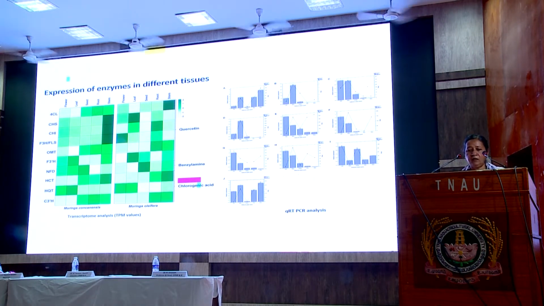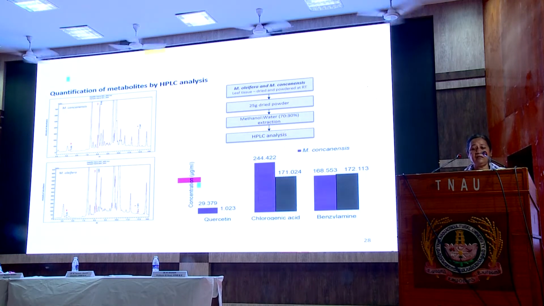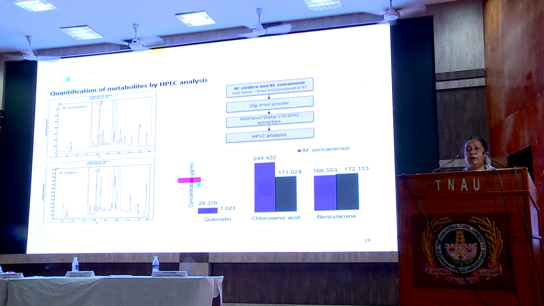Okay, I think I will just conclude the story by telling you that we have indeed carried out not only the quantification of the metabolites, and you can see what is shown in dark purple color is the wild Moringa. You can see that for chlorogenic acid, for instance, the amount is as much as 244 in the wild Moringa, and it's much less in the Moringa oleifera, where you see only 171. Shafi has also carried out in vitro assays that directly bear on a better understanding of lipid management and how it reduces obesity in humans and so on.